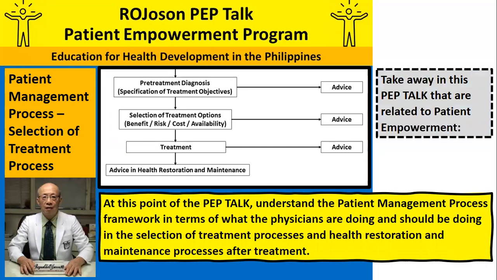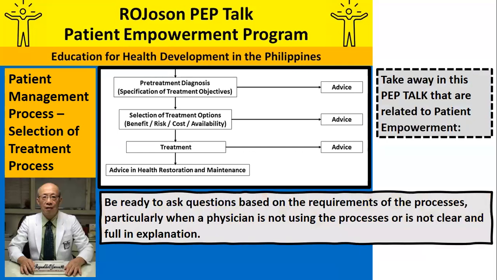Takeaways in this pep talk that are related to patient empowerment. Understand the patient management process framework in terms of what the physician is doing and should be doing in the selection of treatment process and health restoration and maintenance processes after treatment. Be ready to ask questions based on requirements of the processes, particularly when a physician is not using the processes or is not clear or full in explanation.